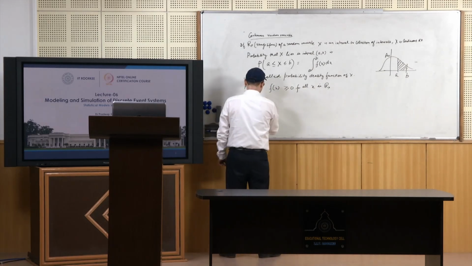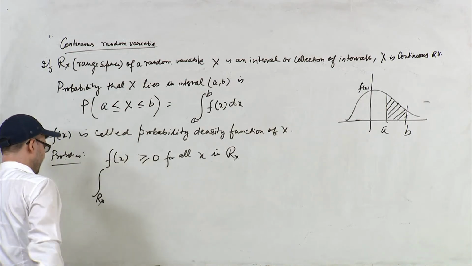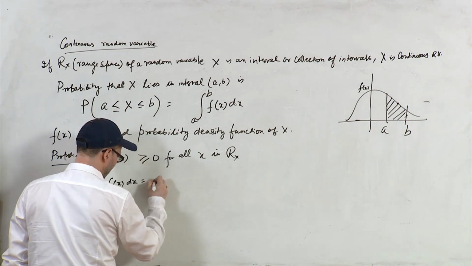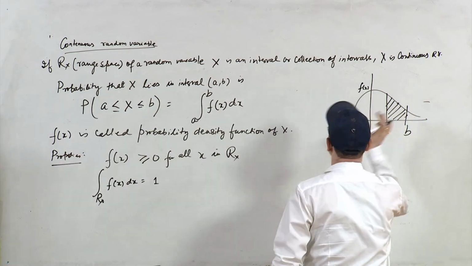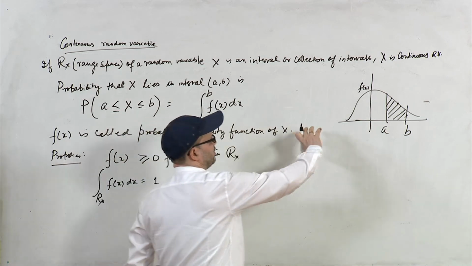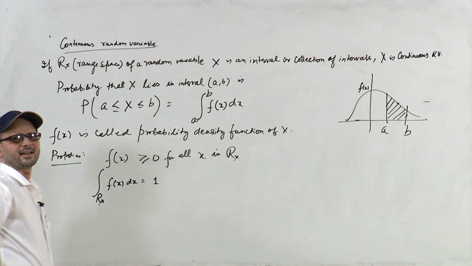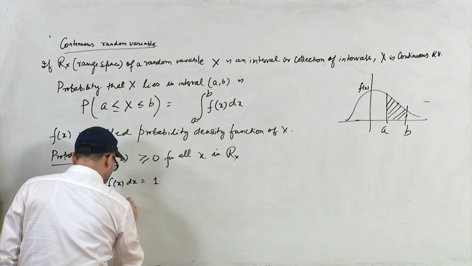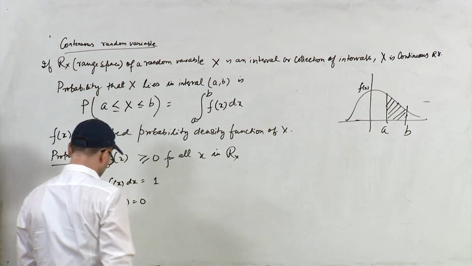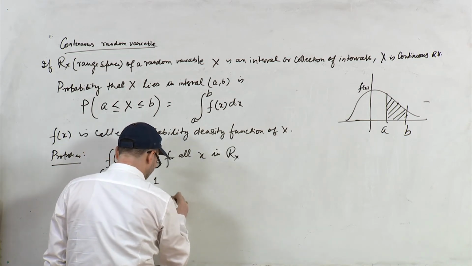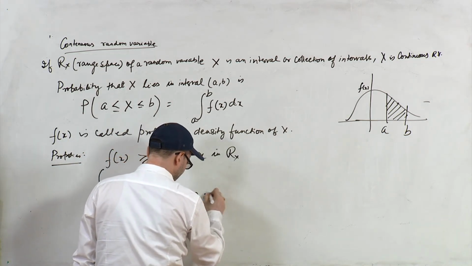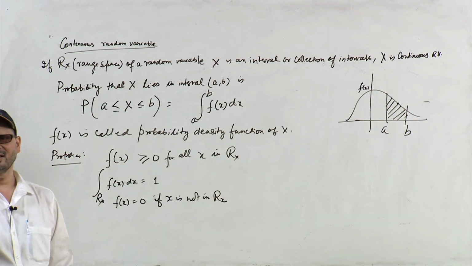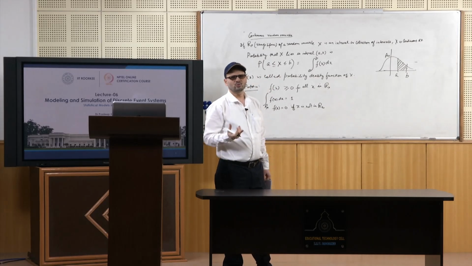Then, the summation or integral over the range space of f(x) dx will be 1. So, if we have this range in this graph, if we take the whole area, it will be taken as 1, and f(x) will be 0 if x is not in Rx. If x does not lie in the range, in that case the f(x) value will be 0.